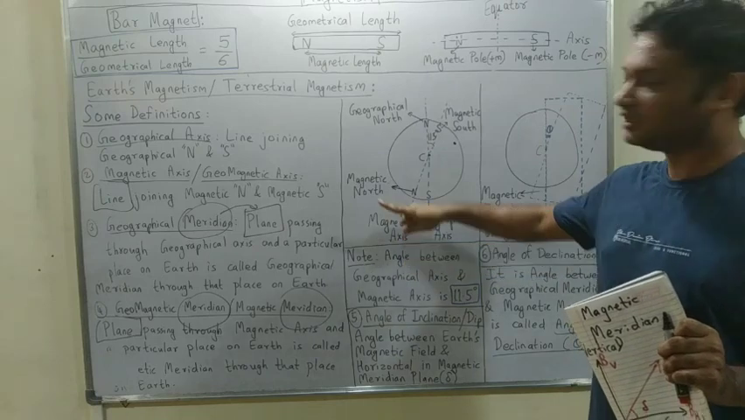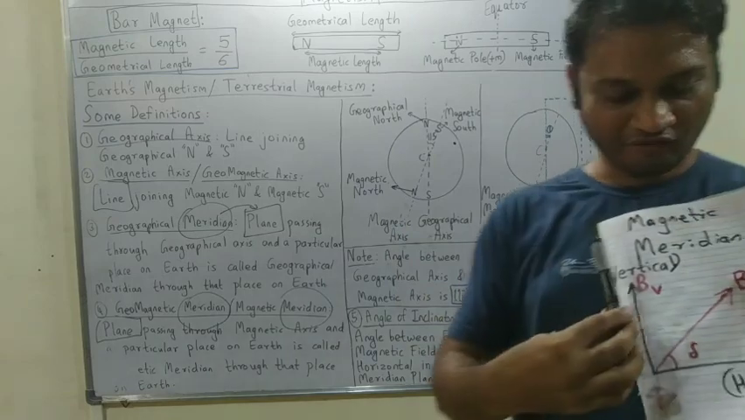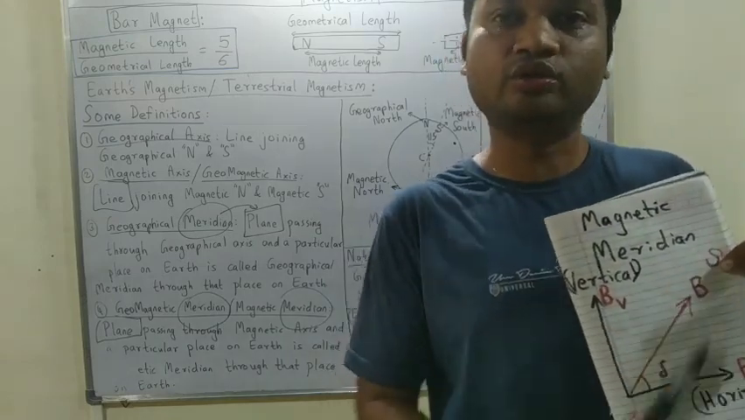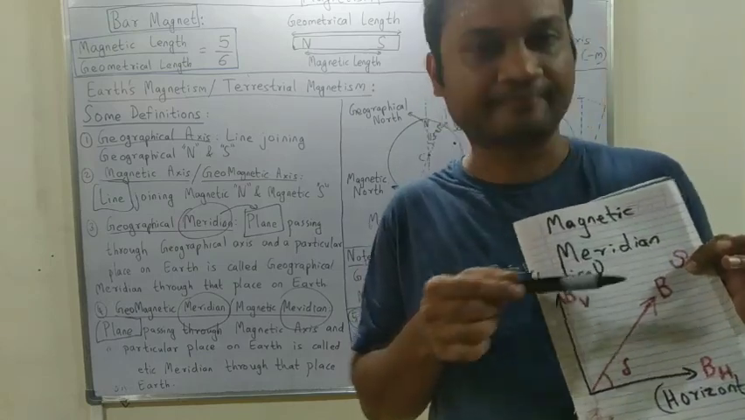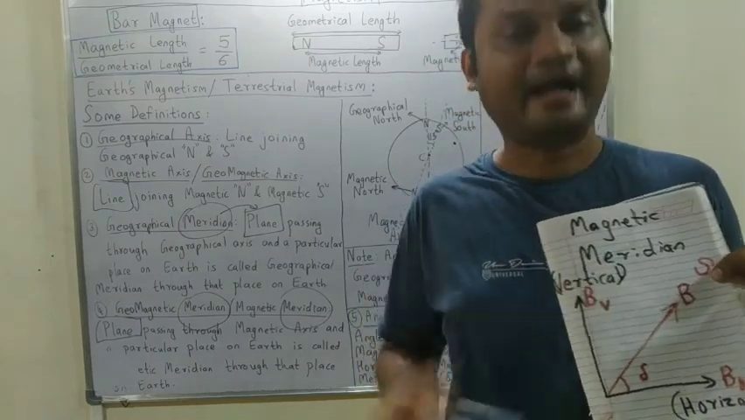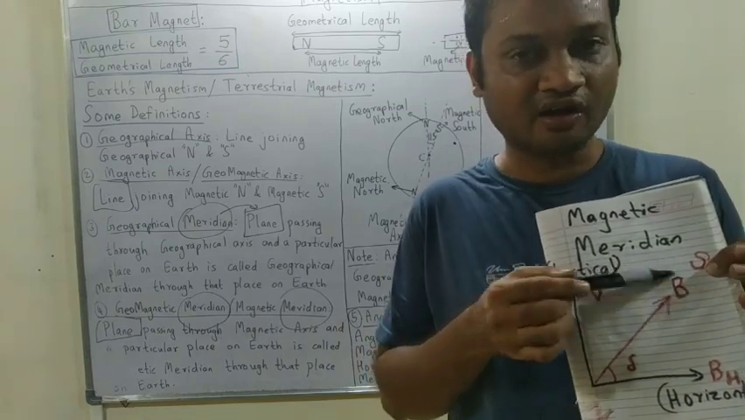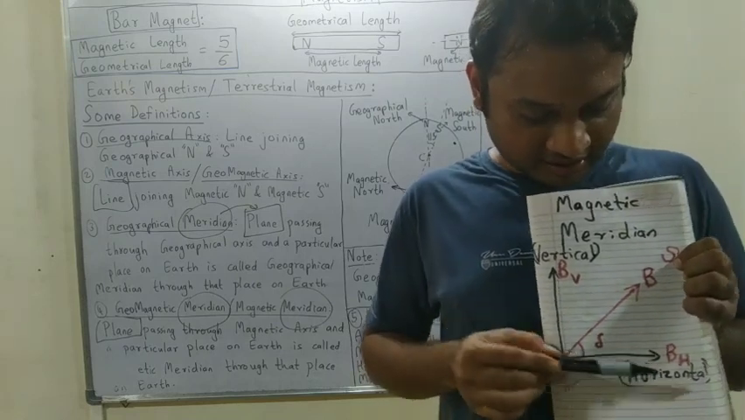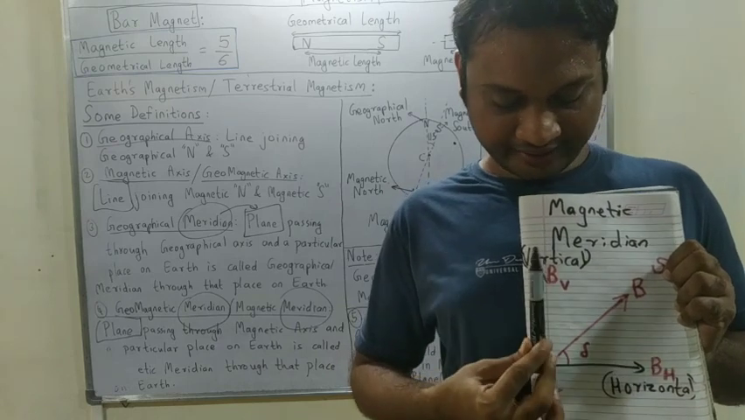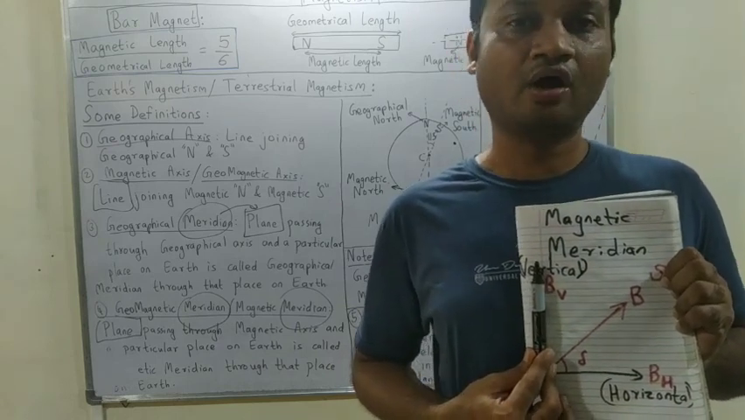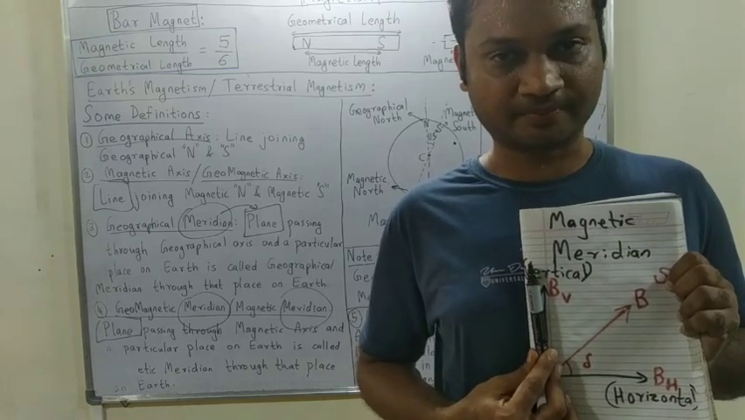Magnetic field of Earth is in magnetic north-south direction, which I have shown by the symbol capital B. This is the magnetic field of Earth, and this is the horizontal direction, and the direction perpendicular to it is the vertical direction.